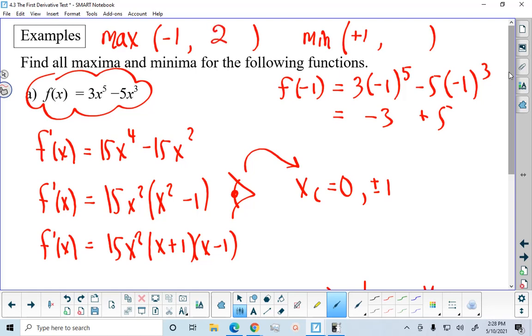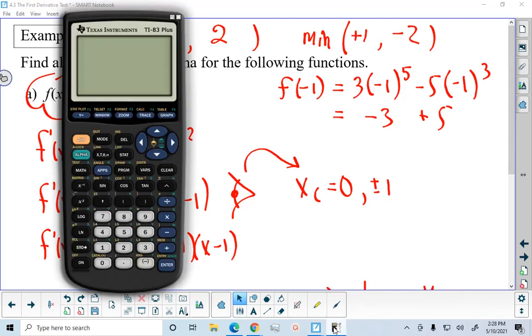And then if you were to put in positive 1, you would end up with 3 minus 5. You get negative 2. So there's a minimum at negative 1 comma 2. There's a maximum at positive 1 comma 2. Any questions with the first example, A? Pretty simple to check that.